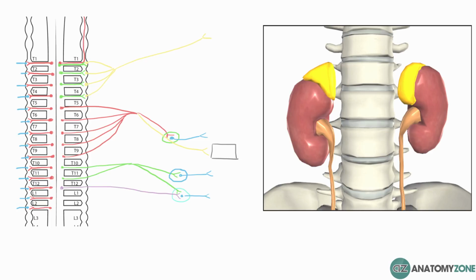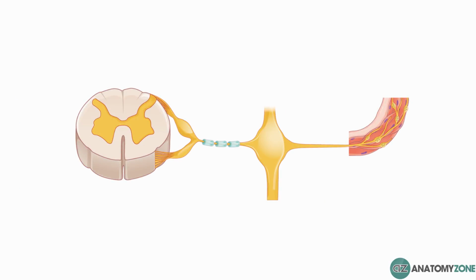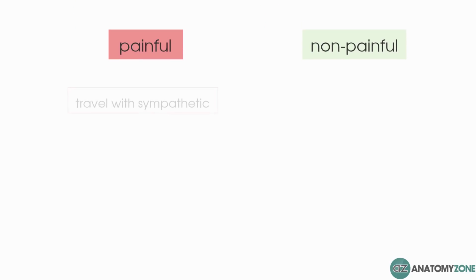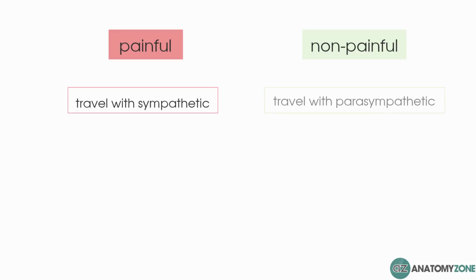Now, what we haven't mentioned yet is the afferent component of the sympathetic nervous system. So we'll just cover this very briefly. Just like the somatic afferent fibres, visceral afferent fibres have their cell bodies located in the dorsal root ganglia. In terms of the path that these afferent fibres take to the CNS, it's probably best to think in terms of painful stimuli and non-painful stimuli. Afferents conveying painful stimuli travel with the sympathetic pathways that we've described. Non-painful stimuli pass with the parasympathetic pathways.